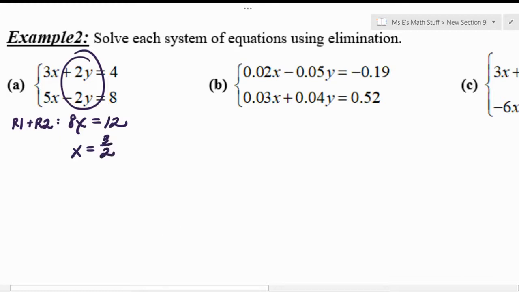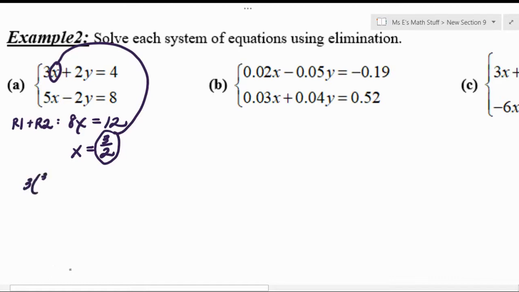Okay, and then from here, you could do elimination again if you want, but most people don't. We usually switch gears to back substitution. So you could take 3/2 and back substitute it into either equation, whichever one looks easier to you. I like row 1, so I'm going to substitute 3/2 in for x right there in row 1. And so then I would have 3 times 3/2 plus 2 times y equals 4. Okay, and then at this point, you just solve for y.